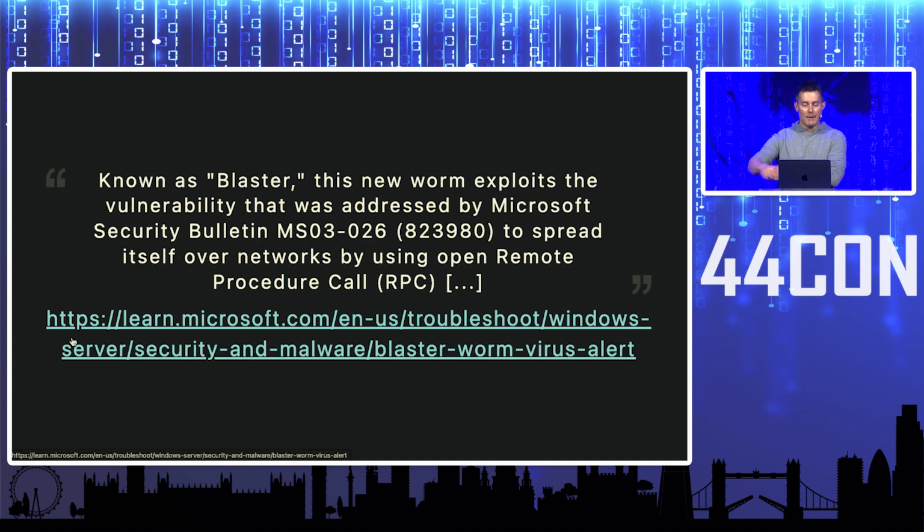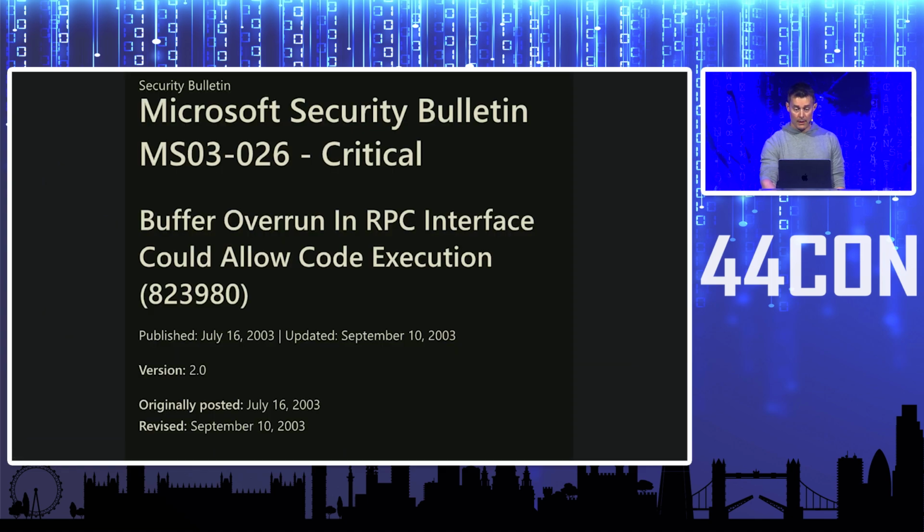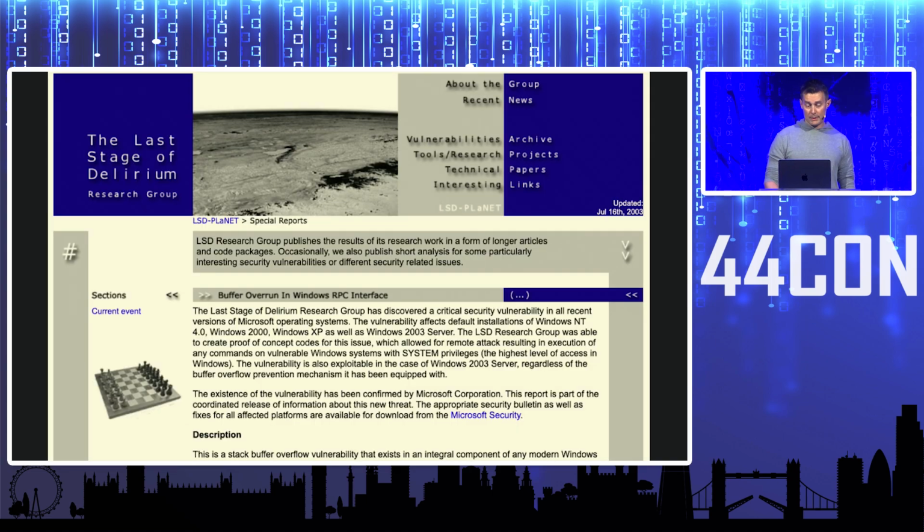The worm came from this patch. MS03-026 was a security bulletin that came out at the time. Here's the actual screenshot from the security bulletin itself. It was telling you what the vulnerability was. It was a buffer overrun in RPC. It didn't tell you which binaries it affected, but it said, hey, this is pretty serious. You should run this patch. There was a Polish security group at the time who's credited for finding this and reporting it to Microsoft.